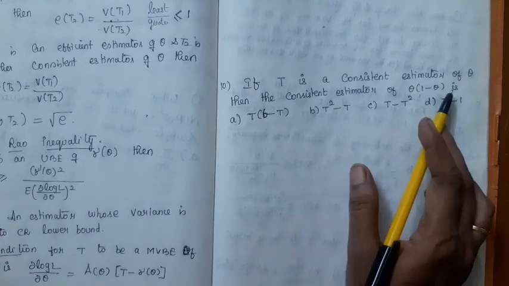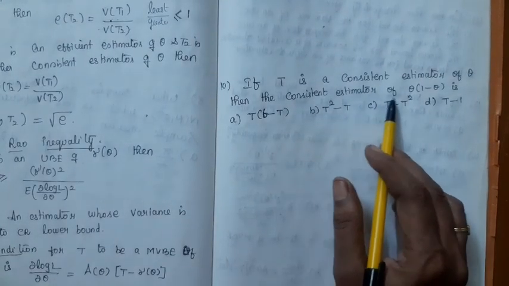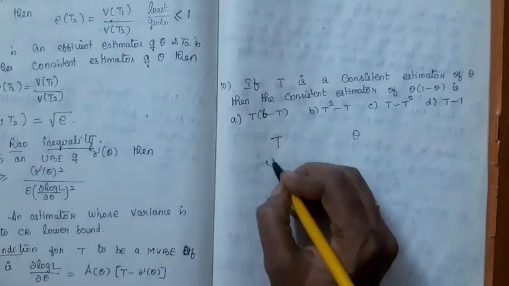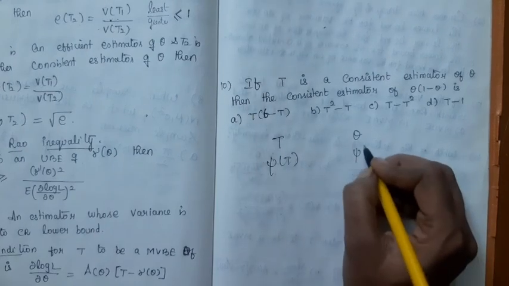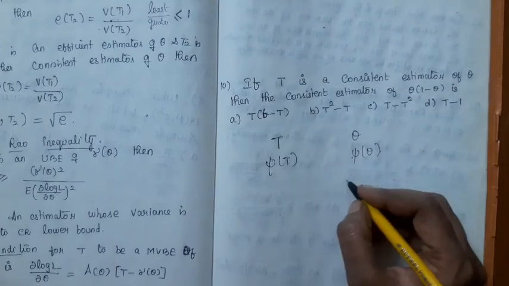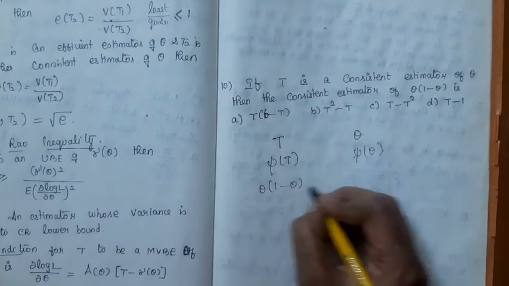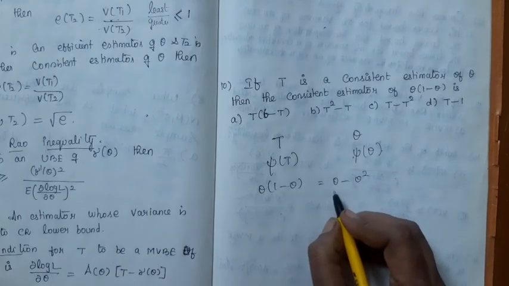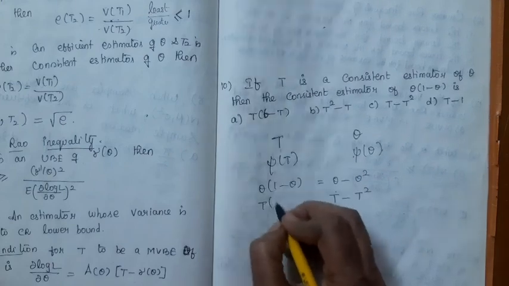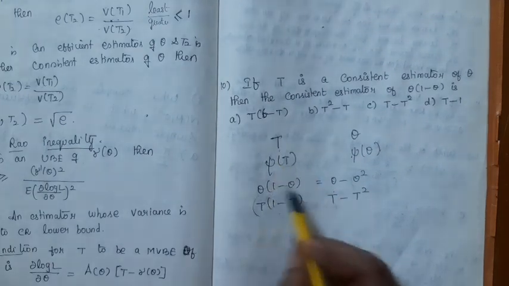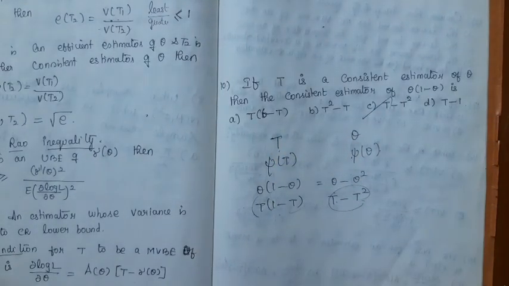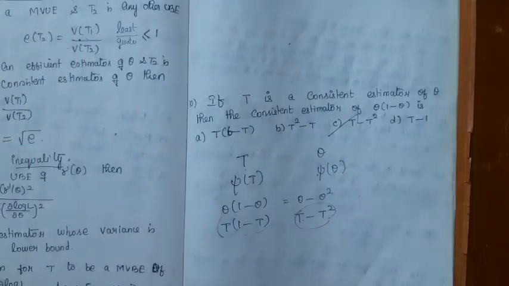If T is a consistent estimator of theta, then what is the consistent estimator of theta into 1 minus theta? If T is a consistent estimator of theta, any function of T will be a consistent estimator of the function of theta. So theta into 1 minus theta is equal to theta minus theta square. Then the consistent estimator will be T minus T square, or T into 1 minus T. You check whether any of these forms are available in your options. T minus T square is there, so you can say this is the right alternative.